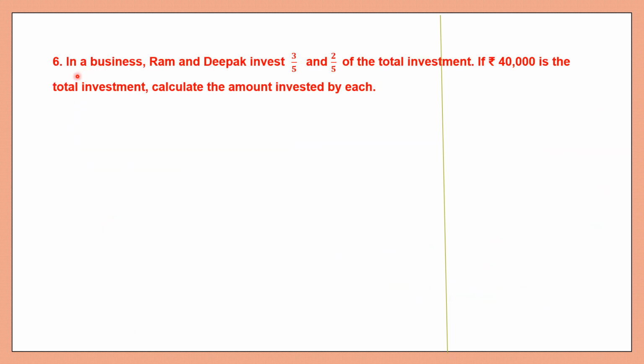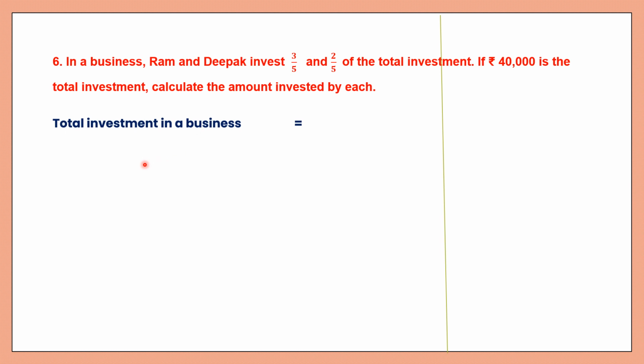Question 6. In a business, Ram and Deepak invest 3 by 5 and 2 by 5 of the total investment. Okay, so Ram invested 3 by 5 and Deepak invested 2 by 5 of the total investment. And what is that total investment? 40,000 rupees. If 40,000 rupees is the total investment, calculate the amount invested by each. So we only have the fraction, we have to get the amount in rupees now.